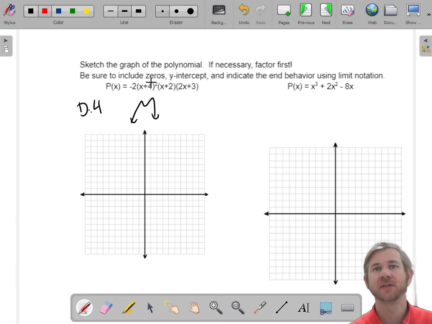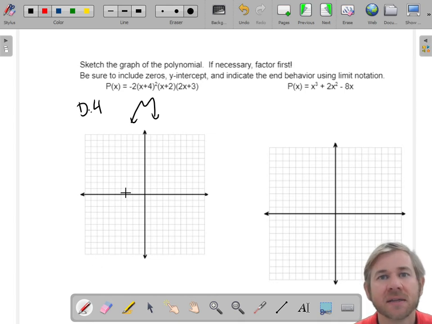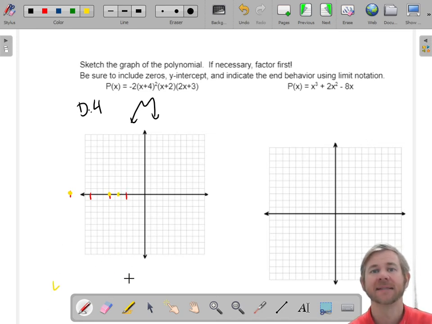Our x-intercepts should be at -4, -2, and -3/2, so -1.5. Wow, that's going to be really close. I'm going to stretch this out. At least give me a chance. 1, 2, 3, and I'll just come out here for my -4. So -4, -2, -1.5. It's still not great. It's going to make an m, so I know it ends like this.